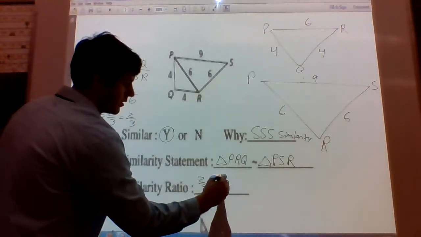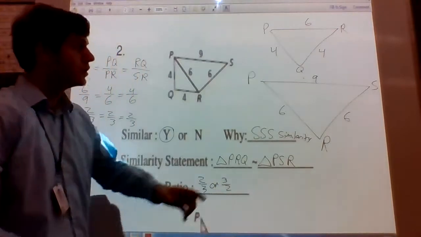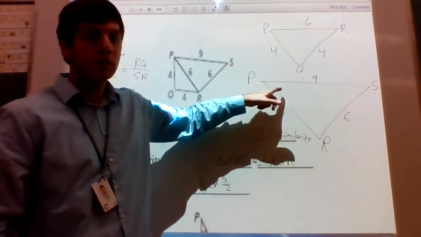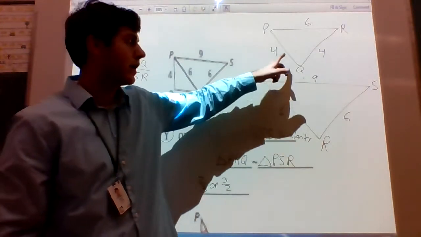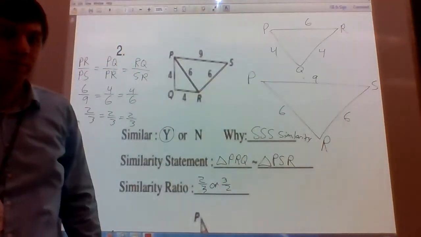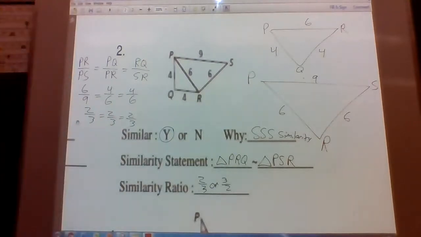Or 3/2. So this triangle is 2/3 the size of the large one, or we can say the large one is 3/2 the size of the small one. The small one is 2/3 the size of the large one, or the large one is 3/2 the size of the small one. Okay, that's number 2.